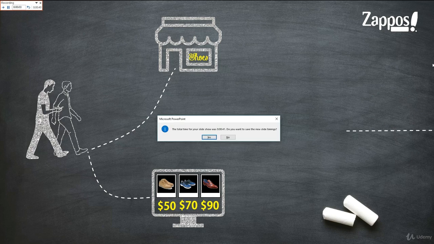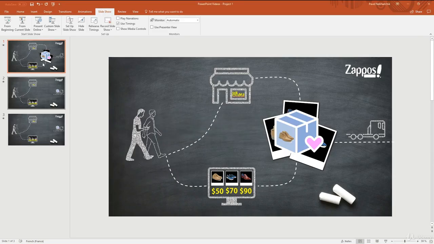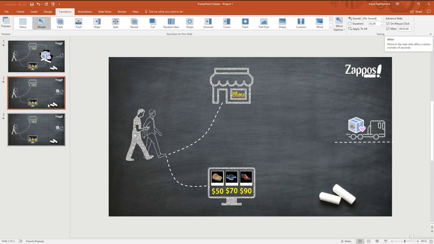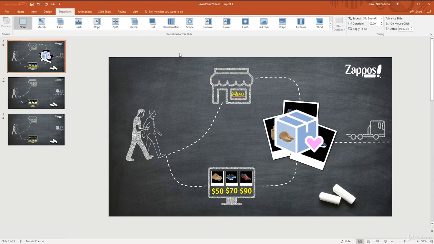That's it. So now I recorded this whole PowerPoint presentation, and the total time for your slideshow was 41 seconds. Do you want to save the new slide timings? Yes. Now everything here is registered, and you can actually see it. For example, when you click on transitions, it's written after 32 seconds, after 3 seconds. And the animations, everything has been recorded. But don't worry, it's actually extremely easy to undo it and redo it if you make mistakes. So this is not a problem.